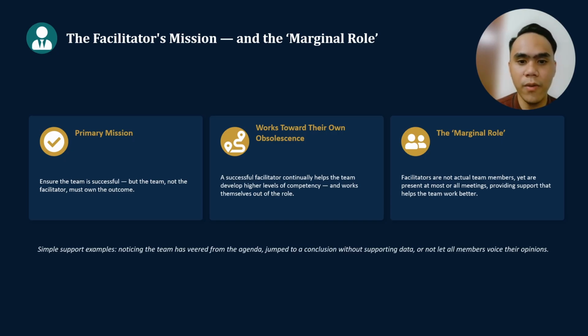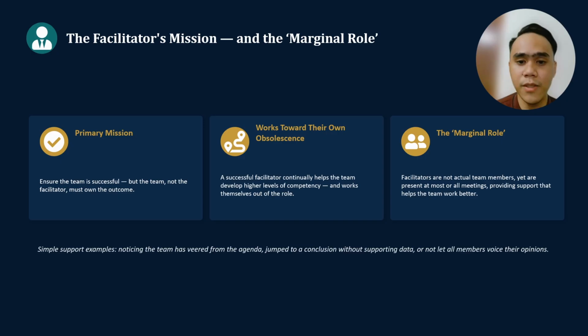So that leads to a counterintuitive definition of what makes a facilitator good at their job. A successful facilitator is one who is continually working himself or herself out of the role, by helping the team develop higher and higher levels of competency. In most jobs, being indispensable is the goal. In facilitation, becoming unnecessary is the goal. The facilitator's job is done well precisely when the team no longer needs them.